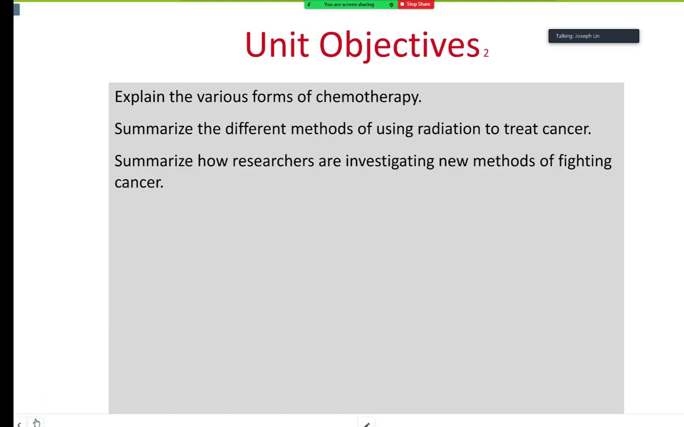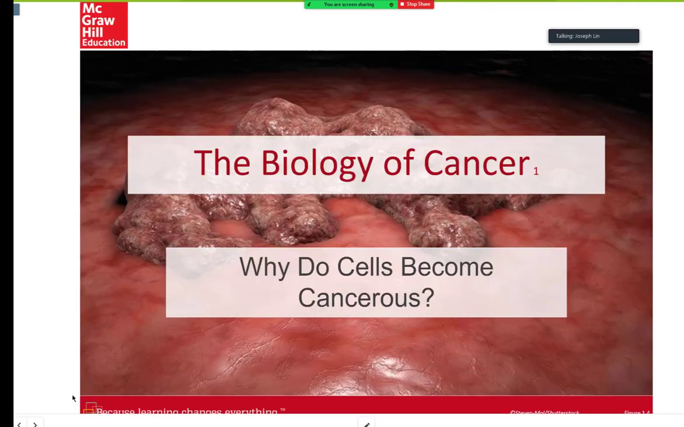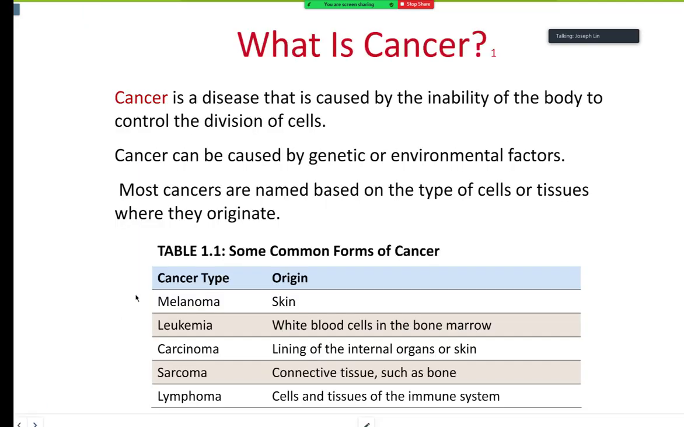Okay, so let's talk a little bit about this concept. Why do cells become cancerous? How does cancer affect the body? And of course, what are the treatment options? So the story all begins with the biology of cancer. Cancer, for those that don't know, represents a disease state, when your body is not able to regulate or fine-tune the way it divides.